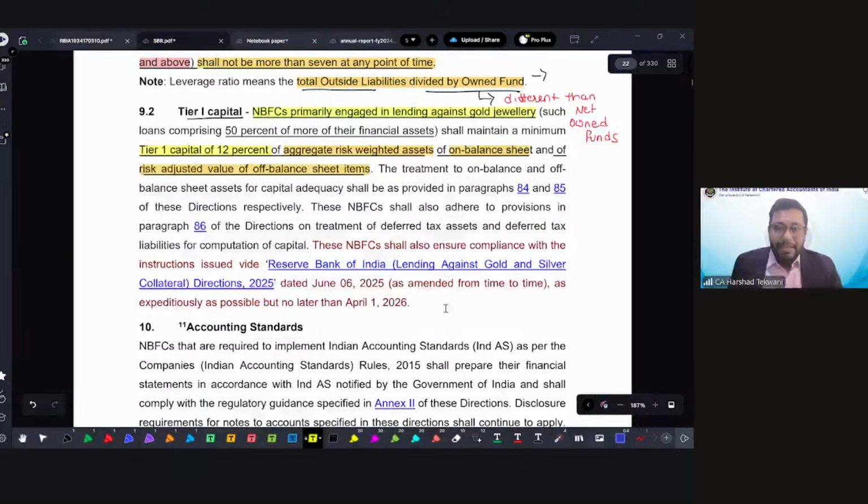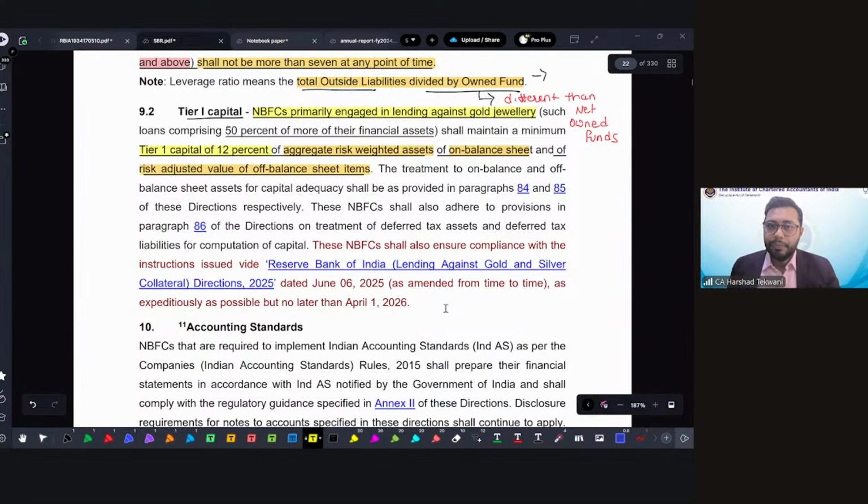In that case, see, this is a scenario where Tier 1 capital has been prescribed for those primarily lending against gold jewelry. If that is not the case, that means it is not a company engaged in lending against gold jewelry. That means it is another category of NBFCs, and for the other categories of NBFCs there are other requirements. We will go to that in some time. But as of now, this is only for those primarily engaged in lending against gold jewelry. For the other categories of NBFC, there are other sections that we will see.